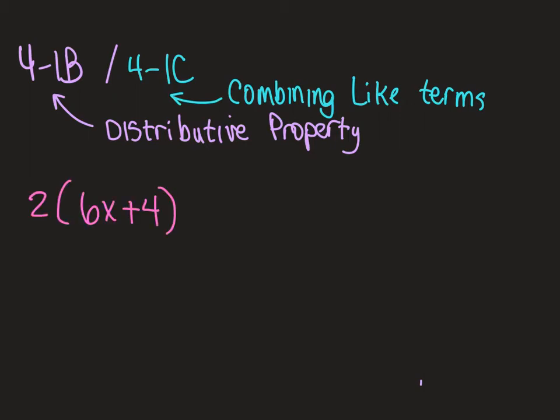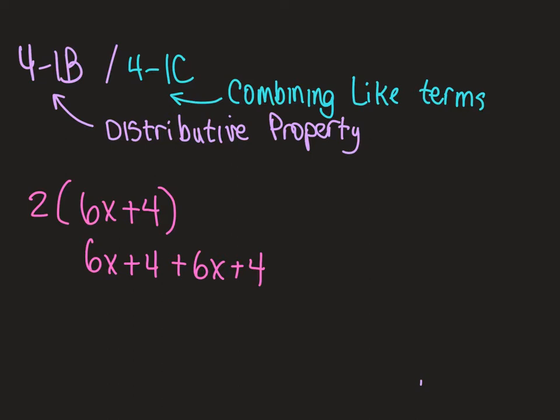All right, so the distributive property is going to look like this. It's going to have a number outside of some parentheses, and inside the parentheses, you're going to have something like 2(6x + 4). So what this 2 is saying is that you have two of these. You have 6x plus 4 and another 6x plus 4. So you could write it out like this.